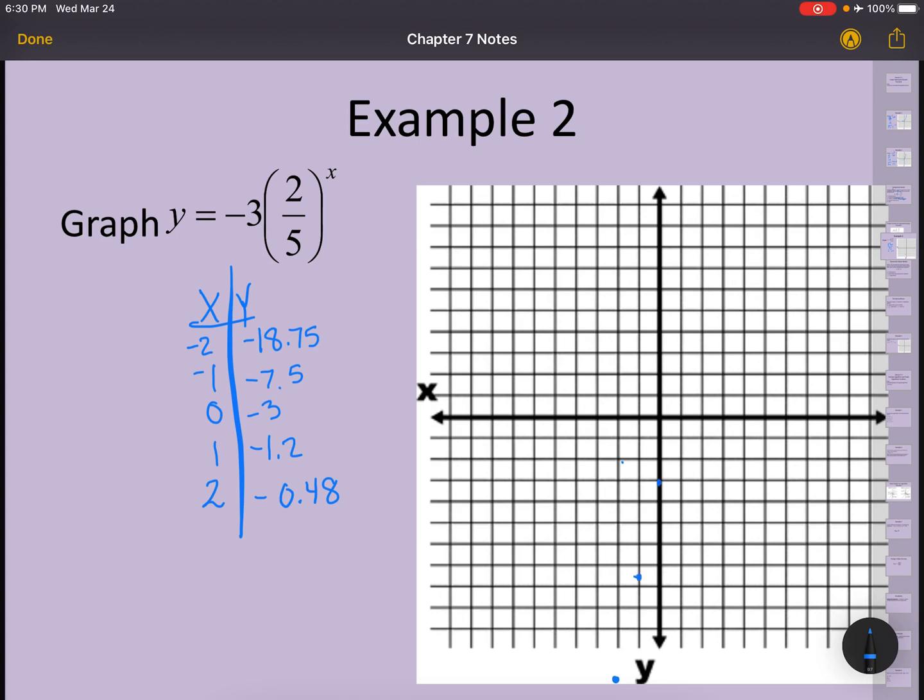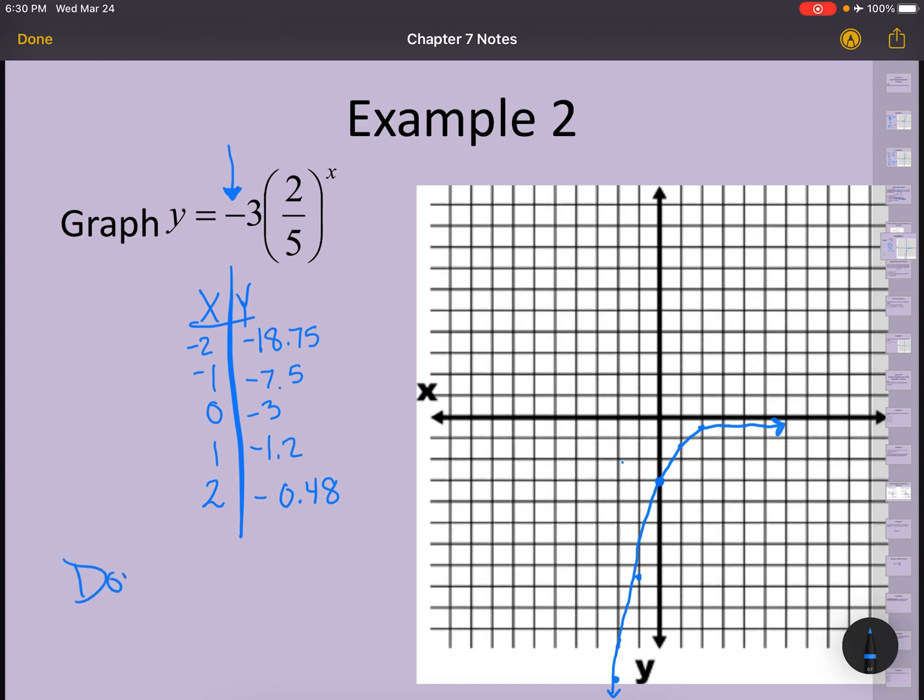Okay, 0, negative 3, 1, and negative 1.2. And at 2, it's almost negative a half the way down. So here, if we smoothly graph this one, okay, this is still decay, even though it's flipped over the x-axis or reflected. And the reason why it was reflected is because of that negative sign that was in the beginning. Okay, so it's still decaying, it's still falling from left to right, but it was just reflected.